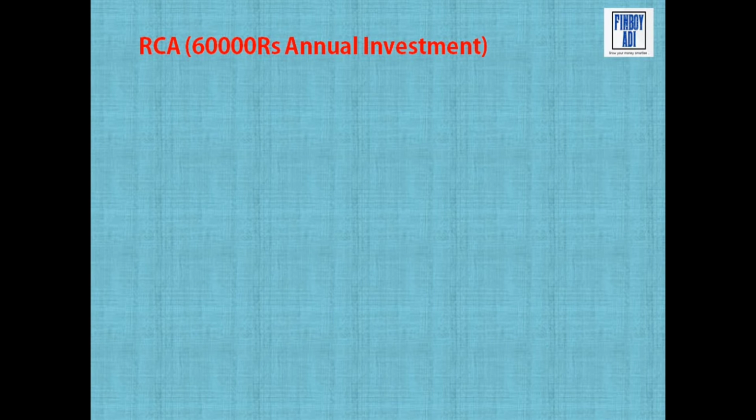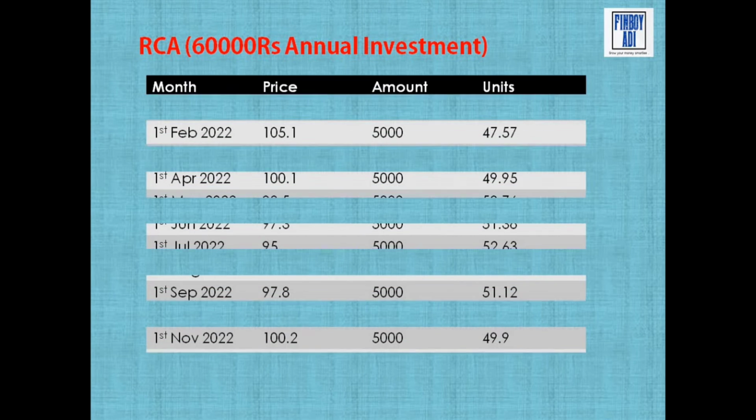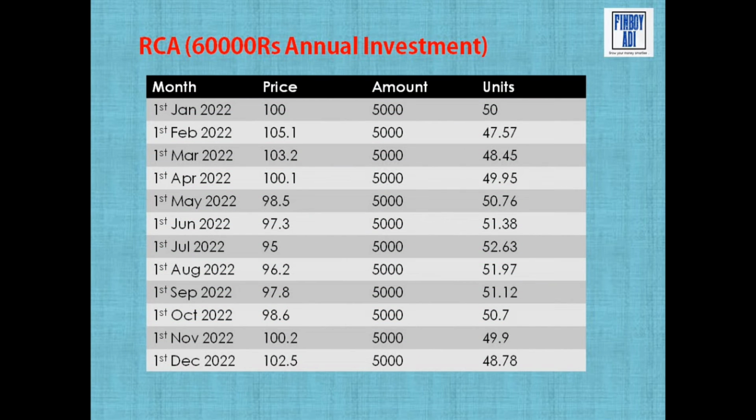So let's say you are doing your normal SIP, which is, let's consider, Rupee cost averaging of a mutual fund. Let's say you are investing 5,000, so your annual investment is 60,000. Let me show the chart. You put your SIP on the first of every month, from 1st January to 1st December. You put 5,000, and depending on the price, you can see you get these units allotted. At the end of the year, you have 603.21 units.